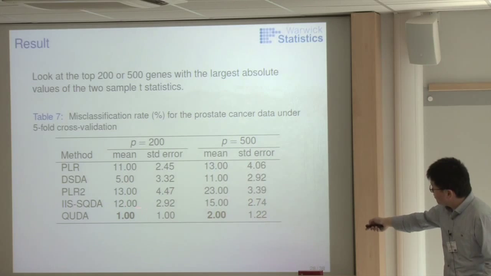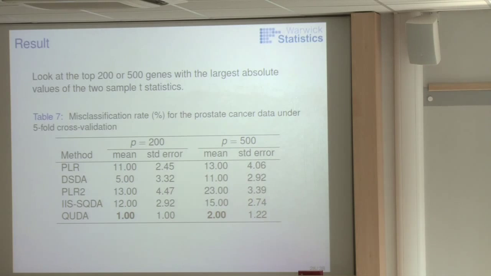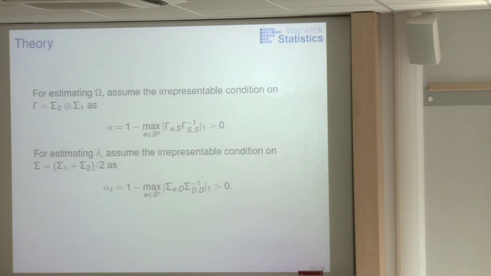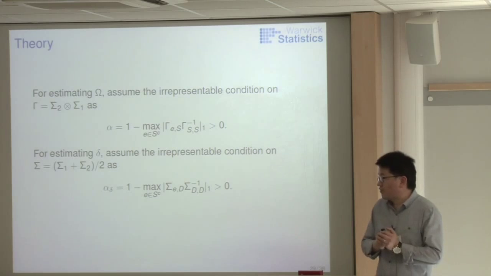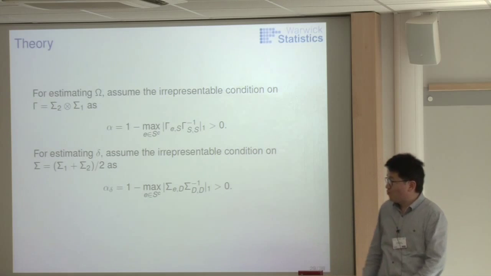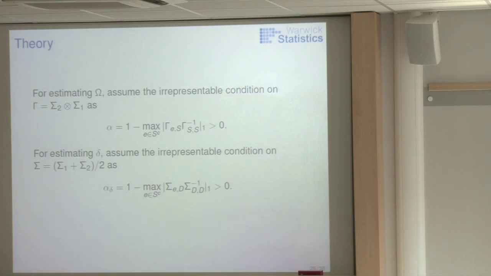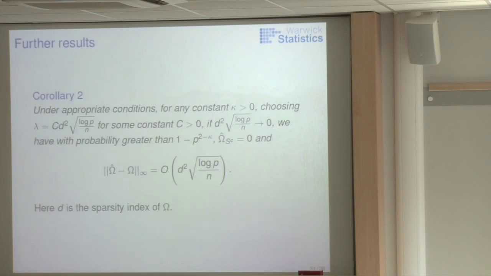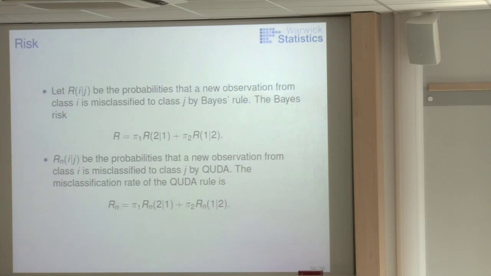If you look at the performance, it outperforms all the other procedures. Now, of course, we also have some theory behind it. I will skip some of the slides here. It suffices to say that if all the assumptions are satisfied, then our approach will perform well in terms of estimating the true parameter omega as well as the true linear index delta. Now, more interesting, you can also look at the misclassification rate.